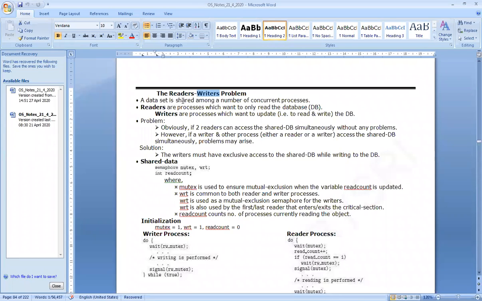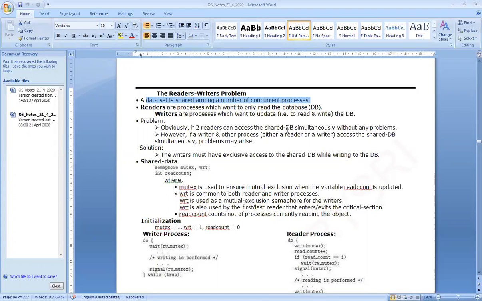The data set is shared among a number of concurrent processes. Of course, we know that the data set or database is shared among n processes. When n processes are using centralized data, we can't expect the processes to follow synchronization by themselves; it's very difficult. Because of that, we should come up with some kind of strategy or algorithm, so that all the processes which want to use this centralized data are in proper synchronous order.